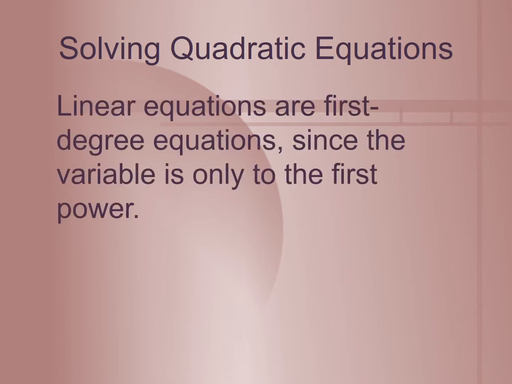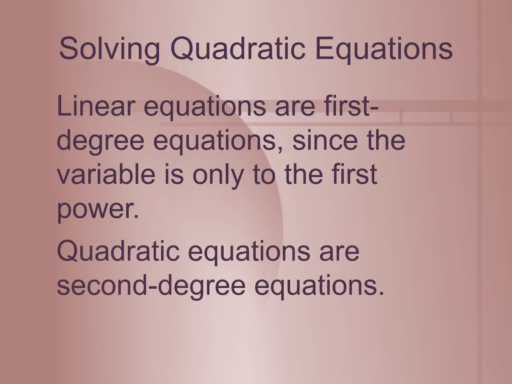Linear equations are first degree equations, and you can identify a first degree equation because the variable is only to the first power. When you have a quadratic equation, that means that you're going to have a second degree equation, so the variable is going to be to the second power. Anytime you have a variable to the second power, and that is the degree of your equation, then you know you're dealing with a quadratic equation. And once you know that, then you can use different methods to solve it. One of the methods is factoring.